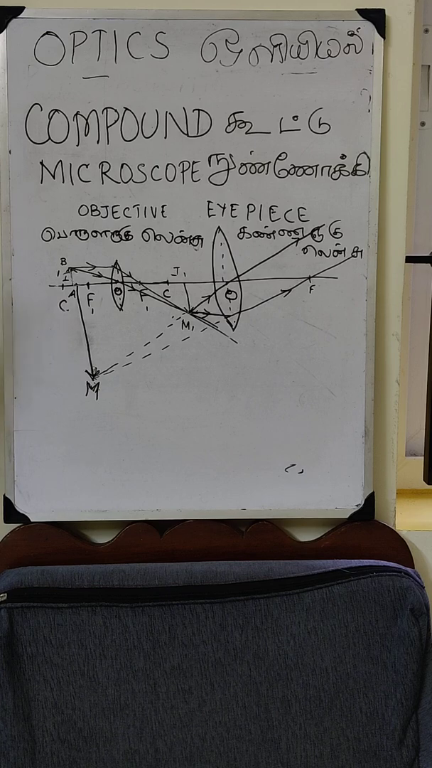What is the difference between these 2 telescopes? Both telescopes are used to see far objects, distant objects, nearer. But in the terrestrial telescope, there will be 3 lenses used. In the astronomical telescope, only 2 lenses will be used, and the image you get out of that will be an inverted image, like this.